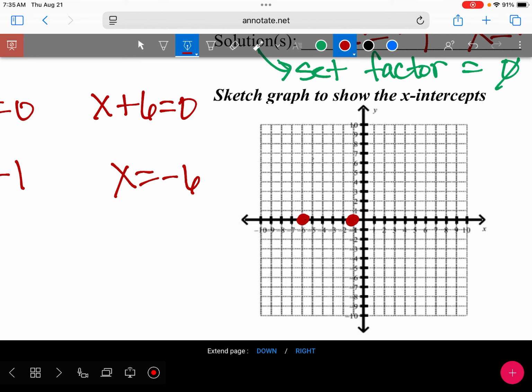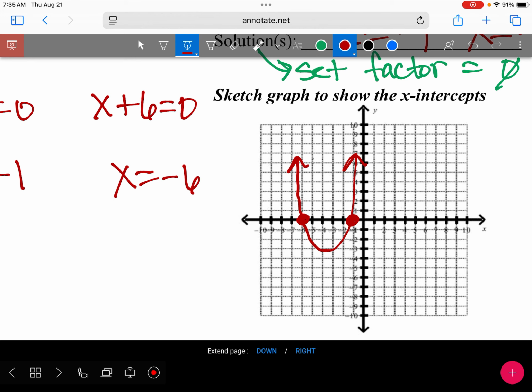Is this one going to be a smile or a frown? A smile, because a is positive. And as long as you have a smile and it goes through those points, you can make it that way. You can make it come down. It doesn't matter how low it comes, is what I'm trying to say. All right, let's keep moving.